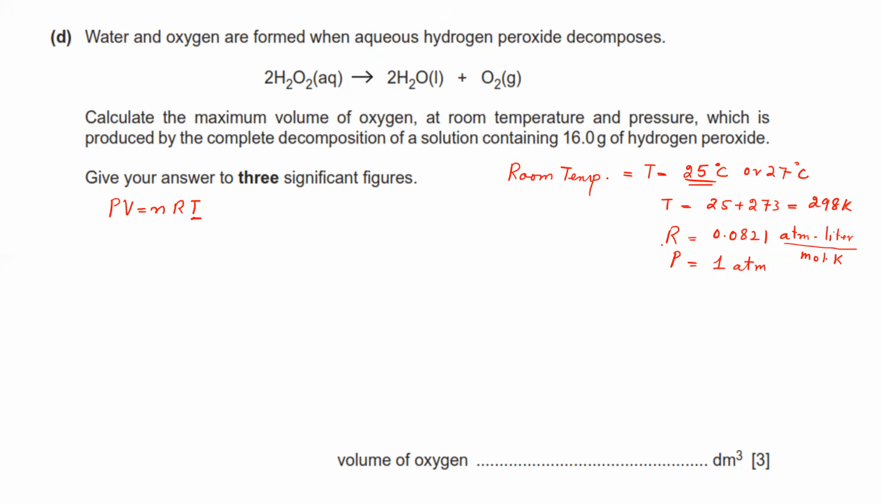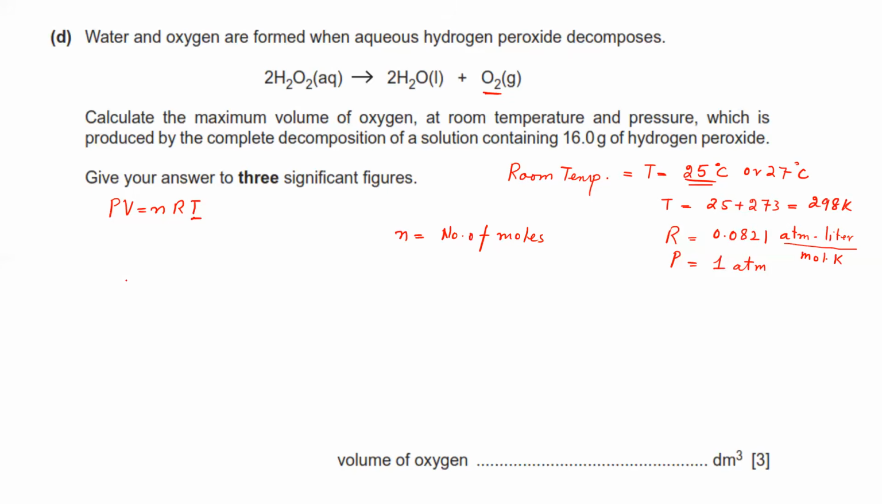So we have T, we have R, we have P. So now we have to find out N. Okay, so let's find out N. N is number of moles of gas at room temperature. So maximum volume of oxygen. So we are looking for oxygen.